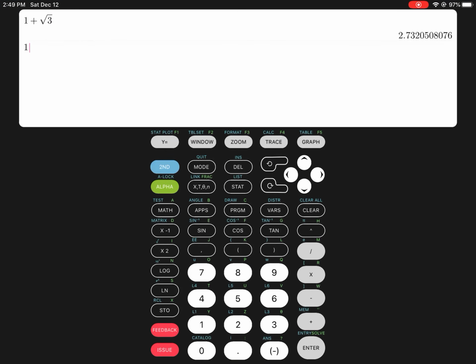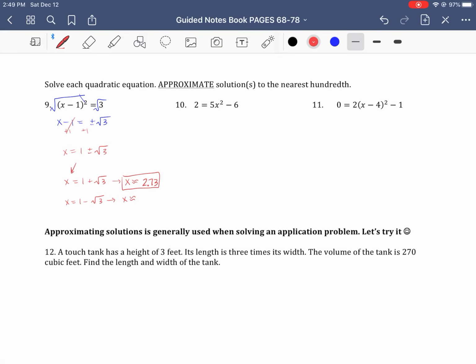The other is when we subtract, or we do 1 minus the square root of 3. Notice we get negative 0.73. So on this one, we would say negative 0.73. Okay, so approximating just means that we're going to plug it in once we get to that end point.